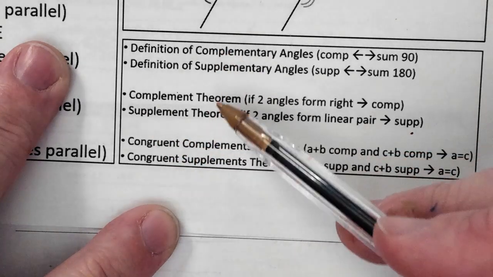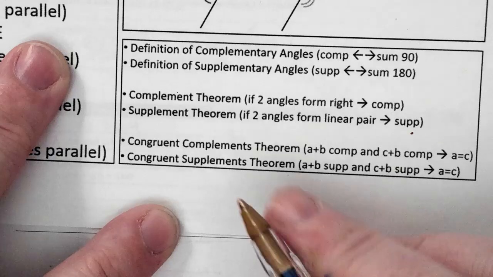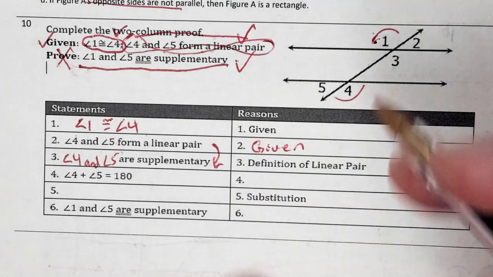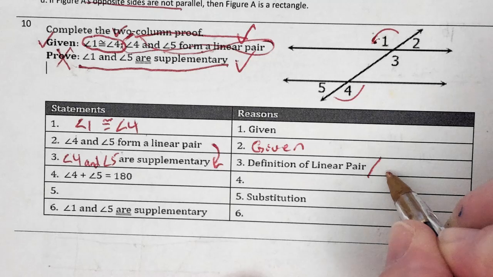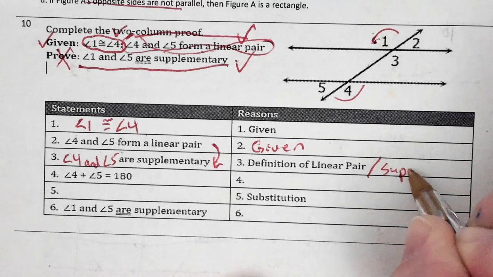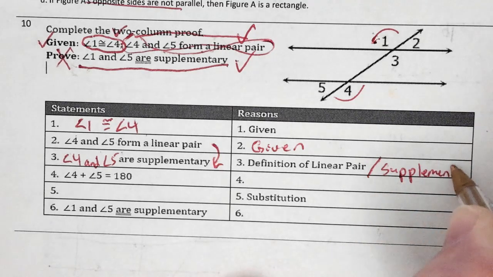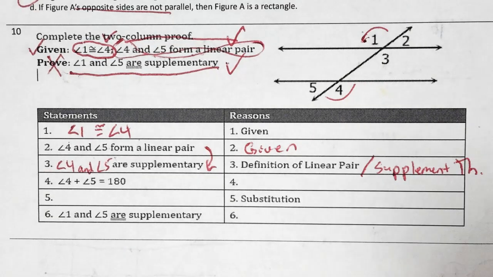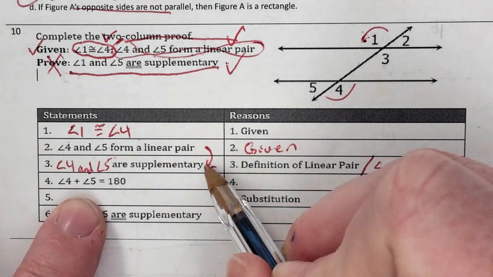So you need to know the difference between all these. That's the supplement theorem. They said it's the definition of linear pair. Technically that's still correct, but the better way we could have said that was the supplement theorem. Okay, now how do we get from this line to this line?